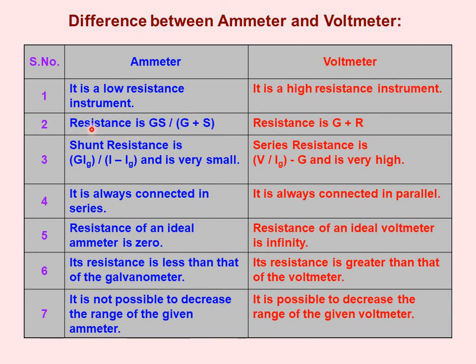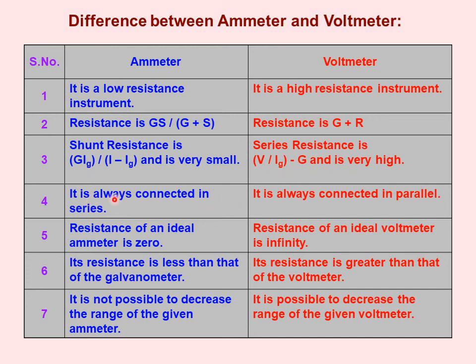Then, as we have just seen in the equations, the resistance of the ammeter we can calculate by the equation GS/(G+S), where G is the galvanometer resistance and S is the shunt resistance. And the resistance of the voltmeter you can calculate as G plus R, where G is the galvanometer resistance and R is the high resistance in series. Okay, because here we have applied the parallel combination formula and here we have applied the series combination formula, as here G and S are connected in parallel and here G and R are connected in series. Shunt resistance we can calculate by using this formula, and here we can calculate the series resistance by using this formula.